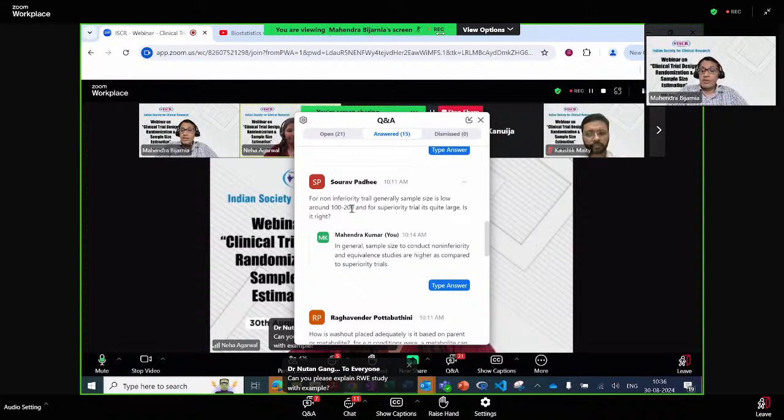No, it depends on what the endpoint is and what non-inferiority margin you are selecting. It could be 2000, it could be 3000. It depends on the clinical question and also the clinical difference that you would like to detect. And superiority trial is quite larger. Yes, in general, the sample size in non-inferiority and equivalence trials is higher compared to the superiority trial.